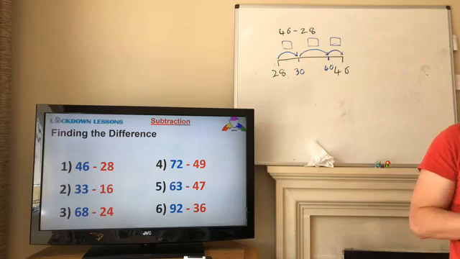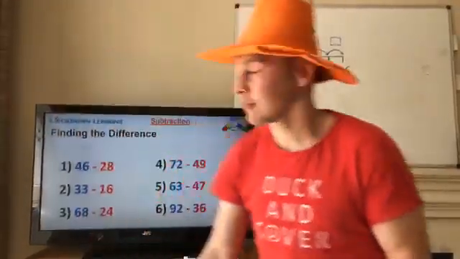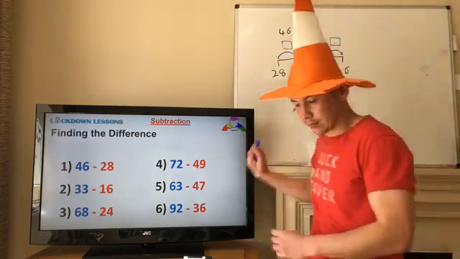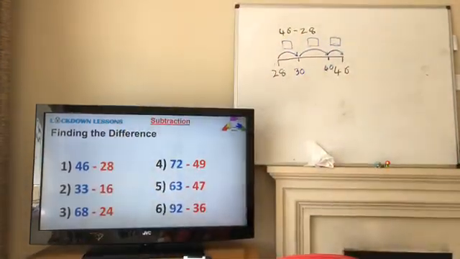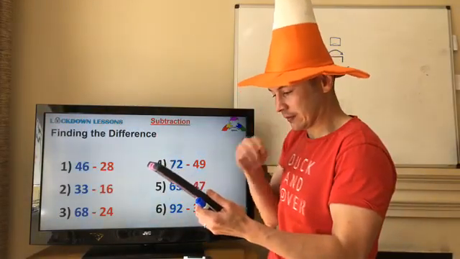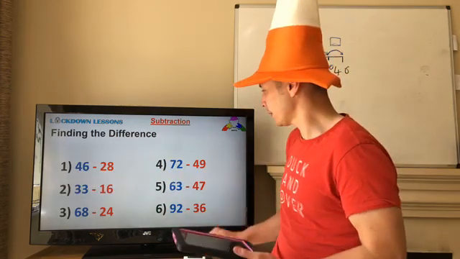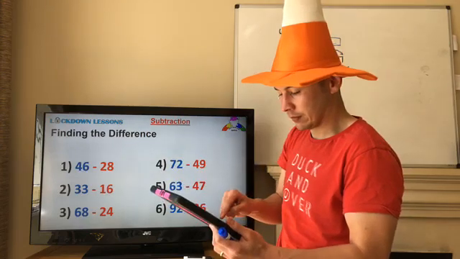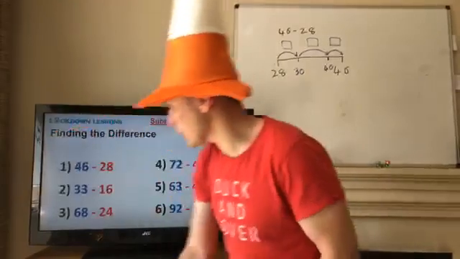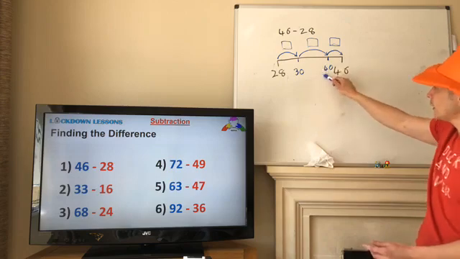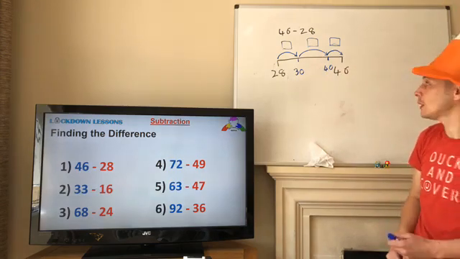It's 46, take away 28. 28, 46. Okay, so just try and jump up to them. So we're jumping up here, so you're using this method there. You're jumping up from 28 to 30, then to 40, then to 46. You are jumping up in your gaps.